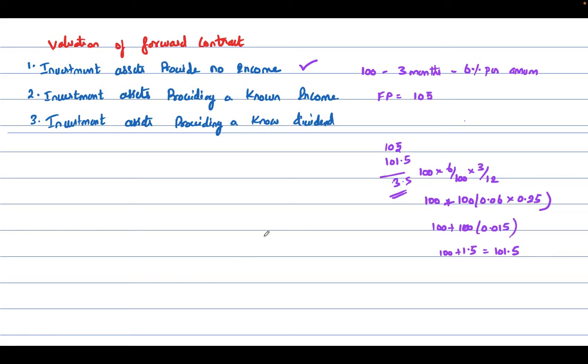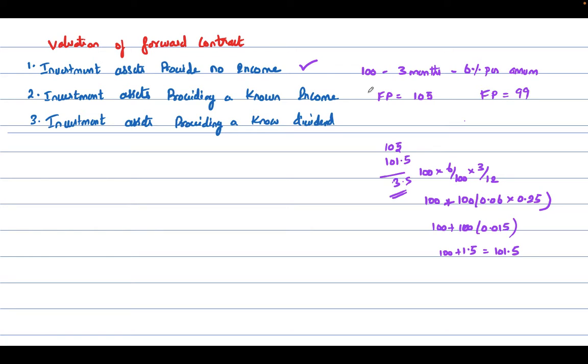Further, suppose after 3 months the forward price, instead of 105, is 99. This thing will not work out. So what we have to do is we can short sell one share at the current price, that is 100, and invest the proceeds of the short sale at 6% per annum for 3 months, and take a long position in a 3 months forward contract.